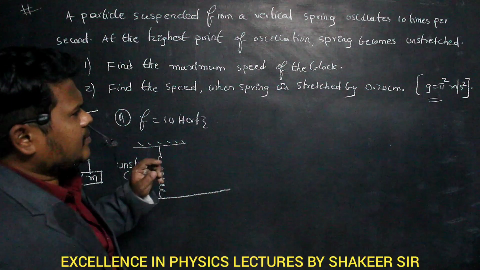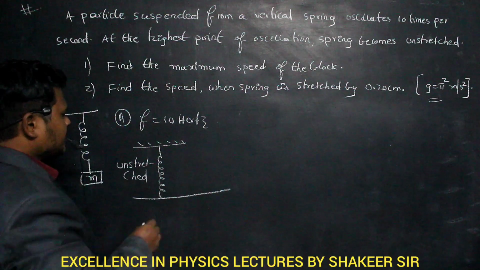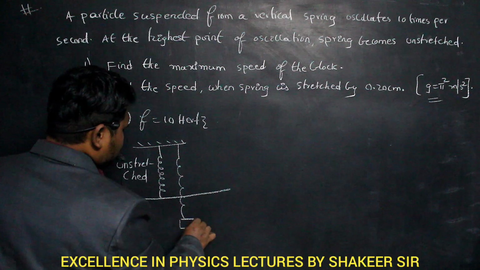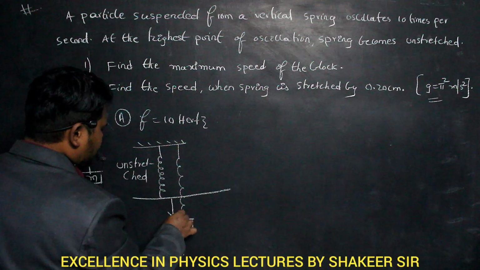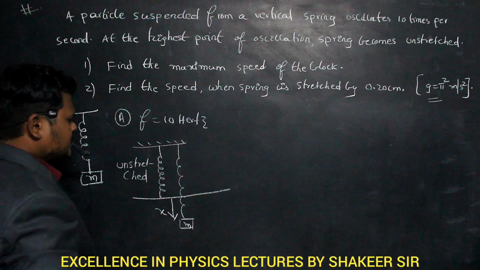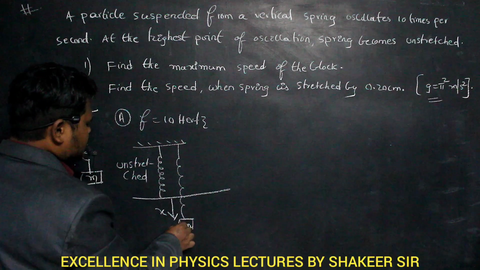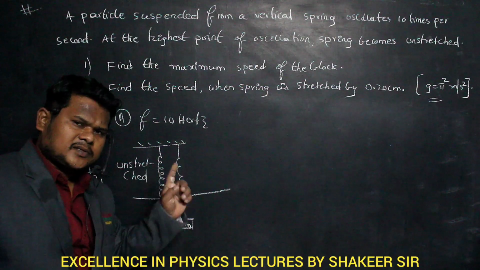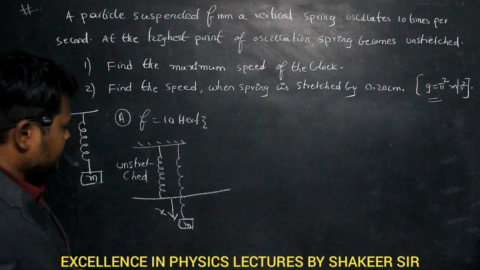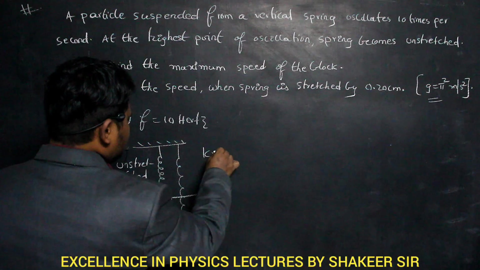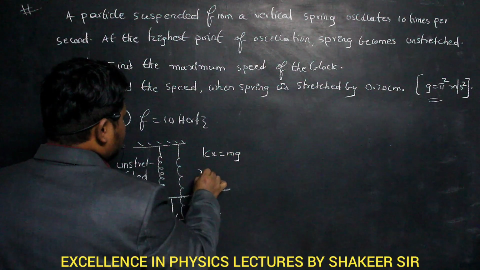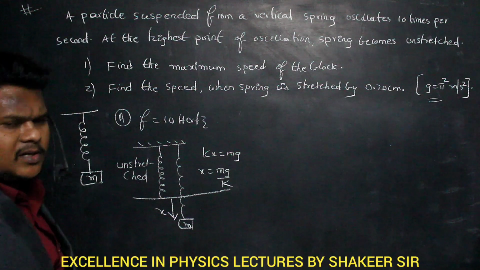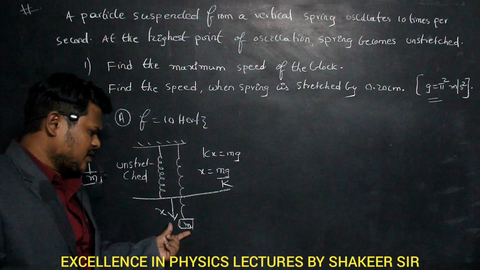Now if I suspend a mass to this spring, what will happen? The spring will elongate by a small distance, let the elongation be x. How can I calculate this x? On this mass two forces are acting. The weight of the mass, mg, acts downwards, and kx, the restoring force, acts in the upward direction. Equate both of them: kx is equal to mg. Therefore x is equal to mg divided by k. This is the elongation produced when we attach a mass of m.